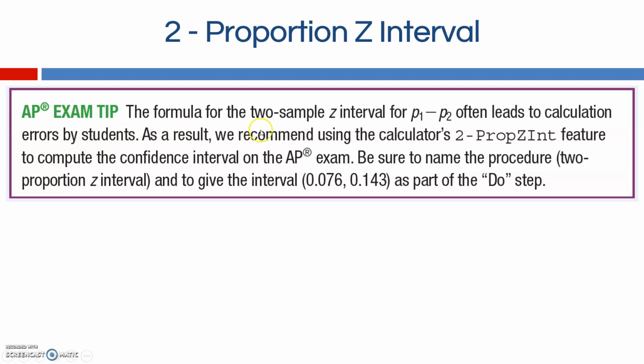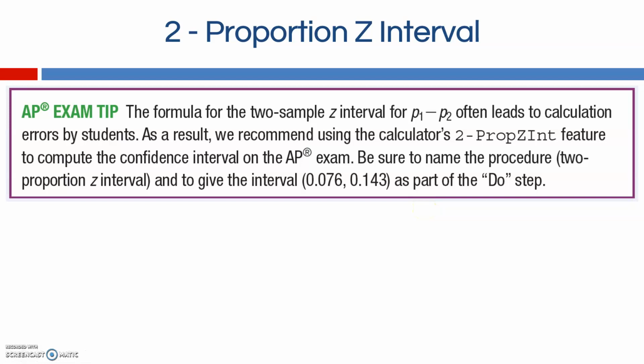So our book says we recommend using the calculator's 2 prop z interval feature to compute the confidence interval on the AP exam. So this is totally fine, but make sure you name the procedure. This is called a 2 proportion z interval, and give the interval as part of your do step. So I know this is a different interval. This was for the second example we went over, but name your interval as part of your do step.